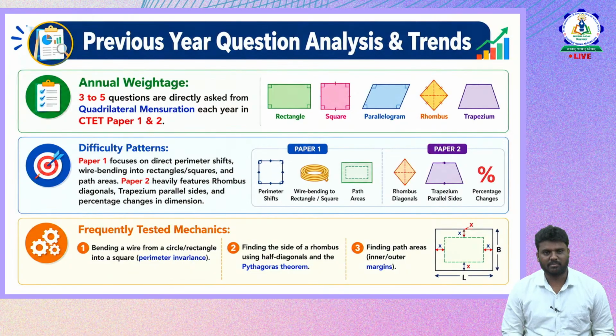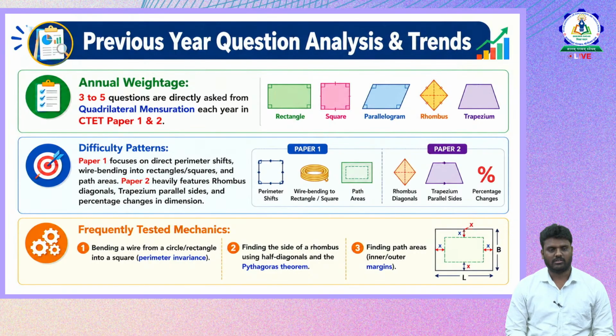Now, if you analyze the previous year questions from these topics, every year from paper 1 and paper 2, there are 3 to 5 questions that have been asked, especially from these concepts such as rectangle, square, parallelogram, rhombus and trapezium. So based on these concepts, 3 to 5 questions have been asked every year.